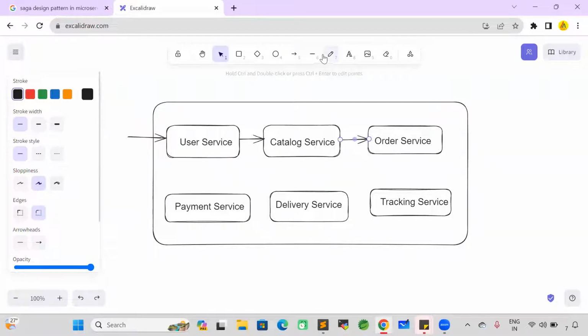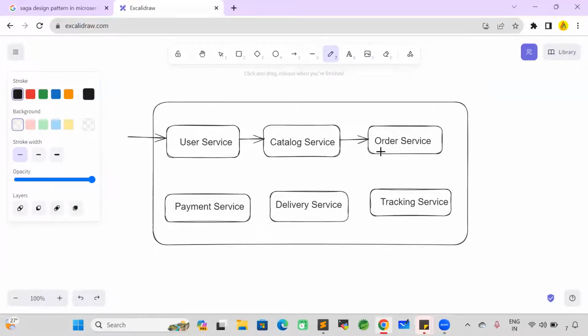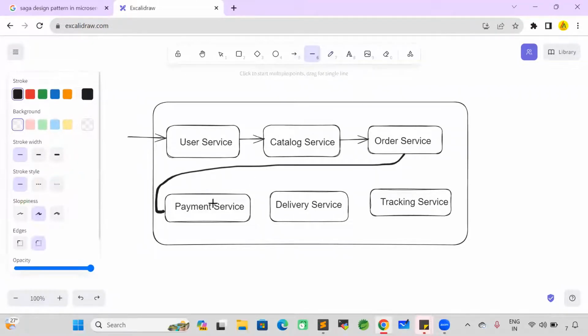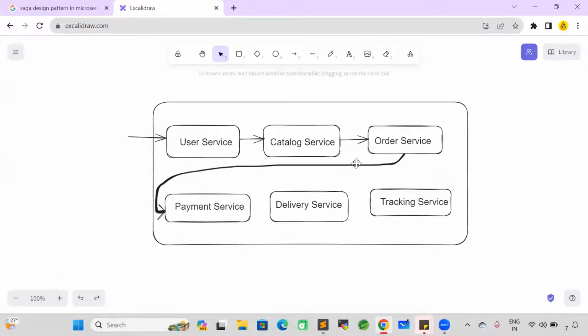Once he places the order, then from the order we need to go for the payment option. Once the order is placed, it should ask for the payment. Payment service comes into the picture. If the payment is successful, then only the order should be confirmed. If the payment fails, then the order should not be confirmed.